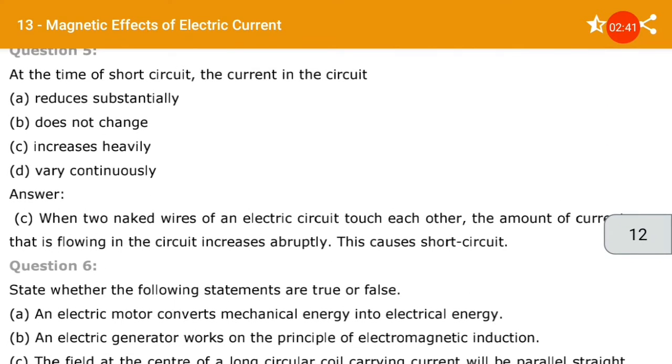Next question. At the time of short circuit, the current in the circuit. Generally when the two marked wires of an electric circuit touch each other, the amount of current flowing in the circuit increases abruptly, and this causes a short circuit. So the answer is C. Increases heavily.